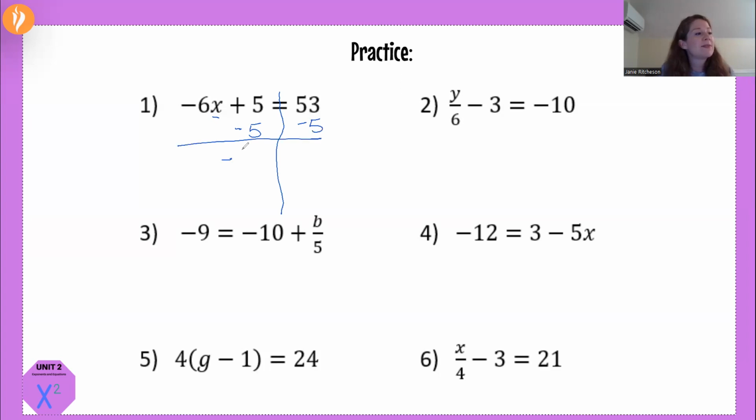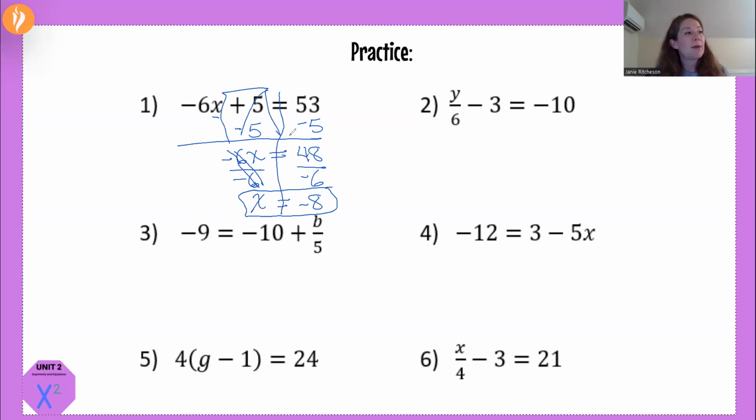I bring down my -6x. My 5s are gone. I cancel them out. So 53 minus 5 is 48. Now, x is being multiplied by -6. The opposite of times -6 is divided by -6. I divide both sides of the equal sign by -6. So -6 divided by -6 is 1, and 1 times x is x. And 48 divided by -6 is -8. So the value of x is -8.